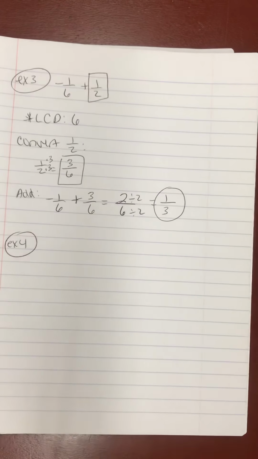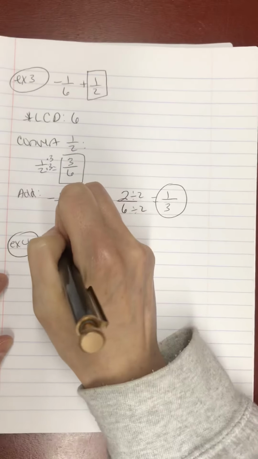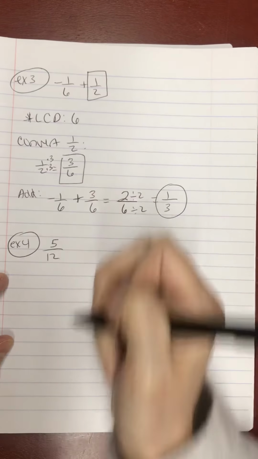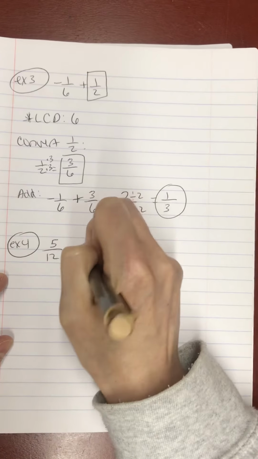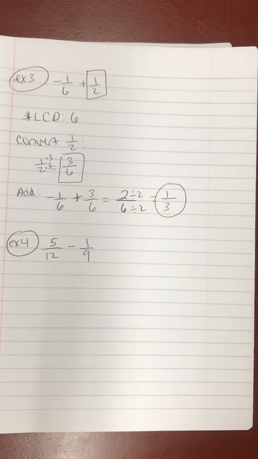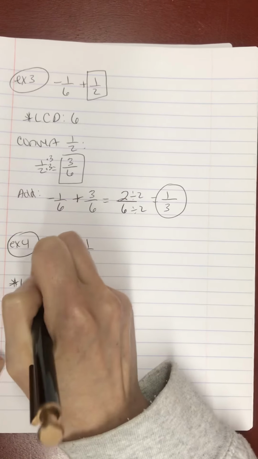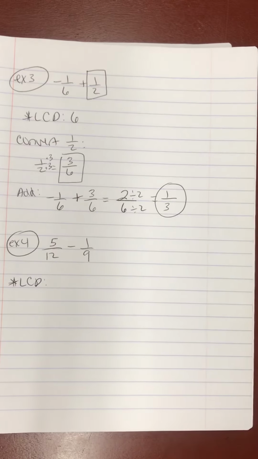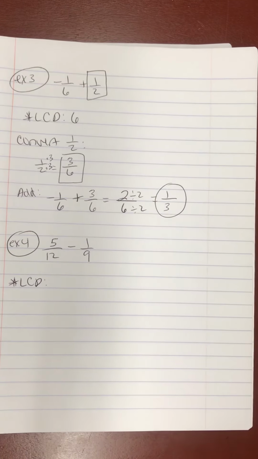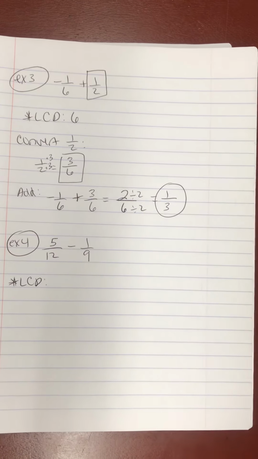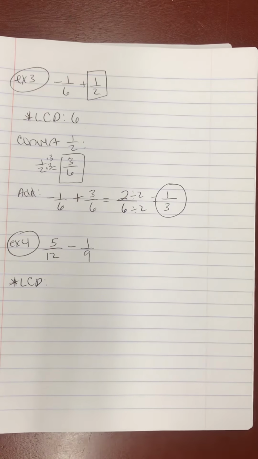Okay, great. Let's do 2 more, and I'm just going to pick up the pace a little bit. 5/12 minus 1/9. All right, this one's a little bit more annoying because 12 and 9 are slightly bigger numbers, so it just means, you know, you have to maybe think a little harder or use the calculator a little bit more. But whatever the case, it's not terrible.